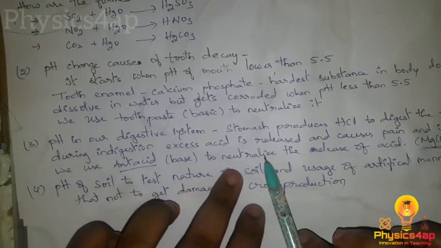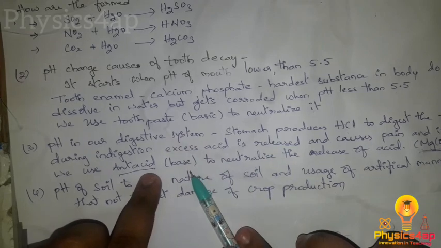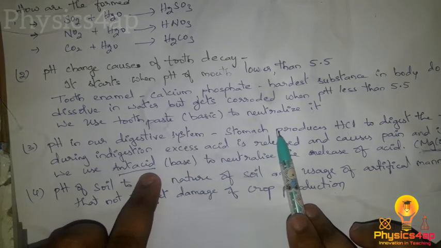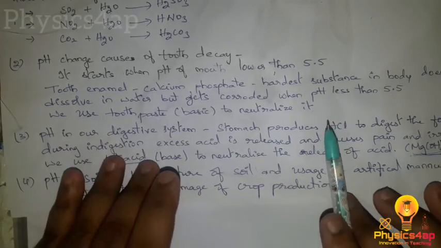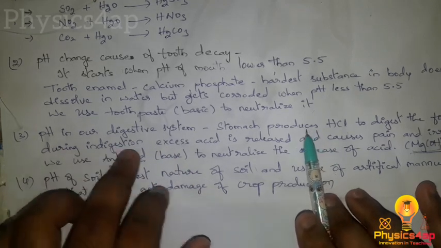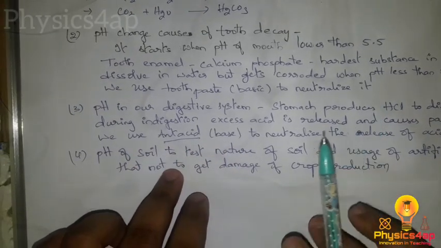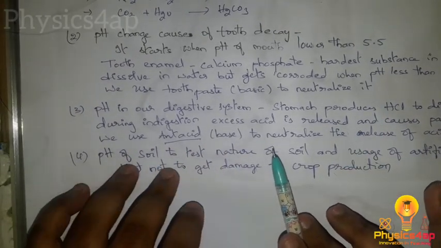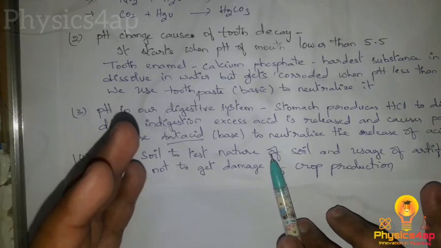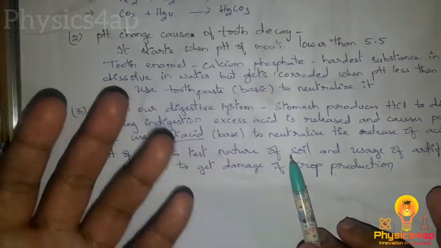So it neutralizes the acid which is present in our stomach, as it is a base. It neutralizes the acid in our stomach and gives us relief. So that is the pH in our digestive system. And coming to the pH of the soil, before doing agriculture, farmers usually test the pH nature of the soil, whether it is acidic or basic.